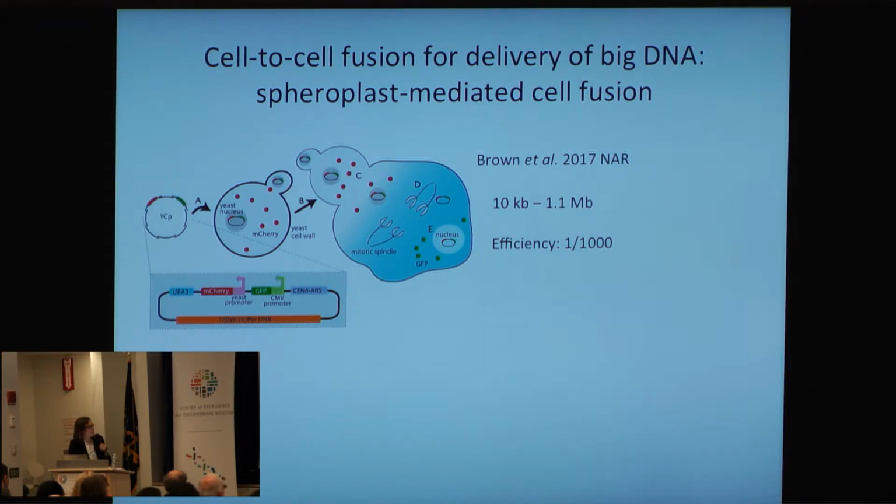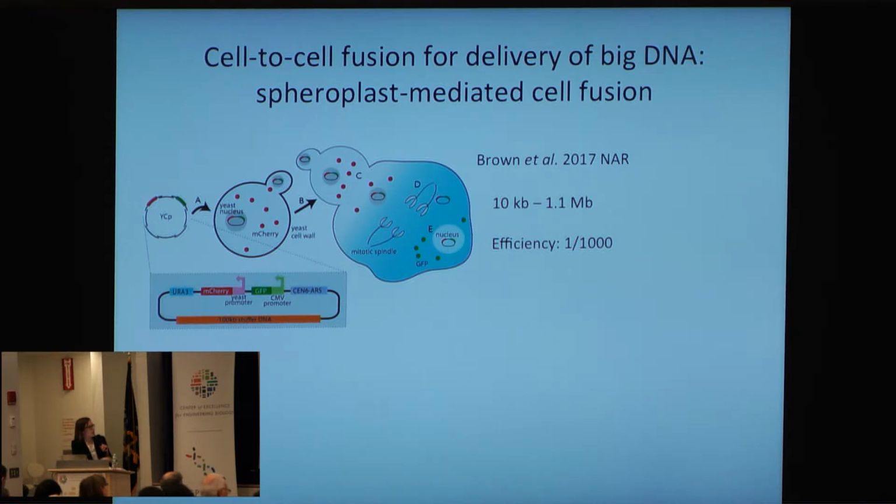So as Alina highlighted yesterday, this is work from her and David Brown, published earlier this year in NAR. This idea of delivering big DNA via spheroplast-mediated cell fusion is an event requiring spheroplasting of the yeast cells, fusing them with the mammalian cells, and by virtue of that fusion, delivering the contents of the yeast cell into the mammalian system. And so David Brown et al.